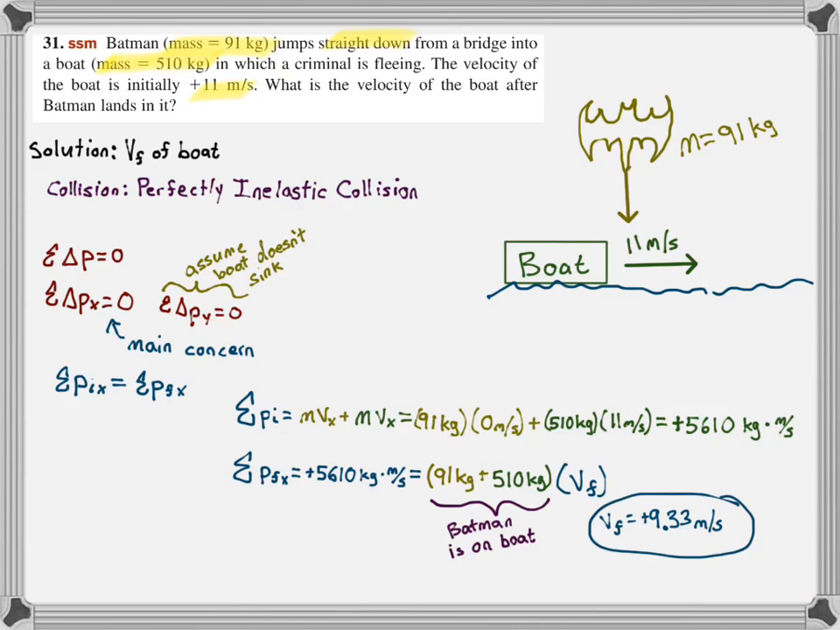Now this is less than the boat's initial velocity, which makes sense, right? The boat's moving at 11 meters per second. Suddenly the boat is heavier, so it's obviously going to slow down a little when Batman lands on it. So the final speed of the boat is 9.33 meters per second.